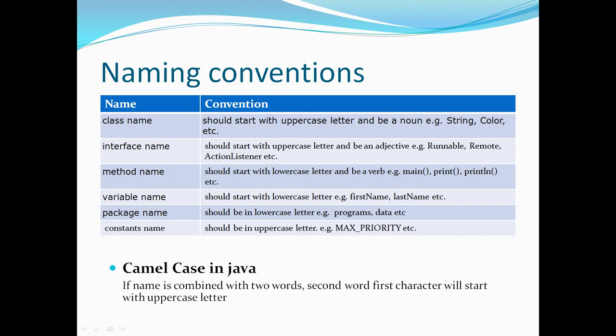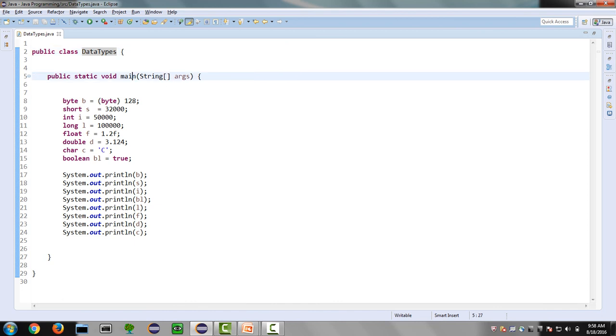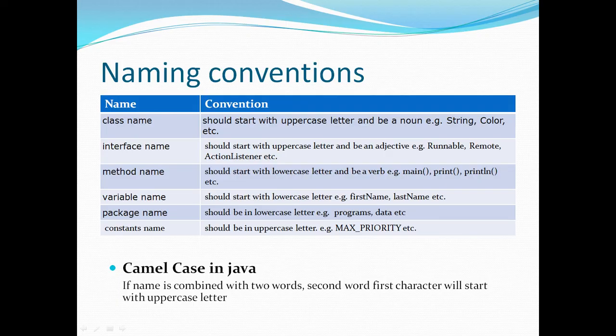An interface name, you will come to know what an interface is, should start with an uppercase letter and be an adjective. A method name should start with a lowercase letter and be a verb. You can see here main is a method, I have written it with a lowercase letter. Any other method you can also write with lowercase letters. You will understand that in our methods session. A variable name should start with a lowercase letter, for example firstName, lastName. If it is a combination of two words, the first letter of the first word should be lowercase and the first letter of the second word should be a capital.